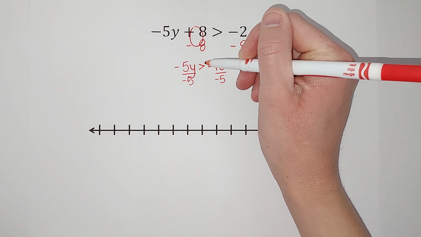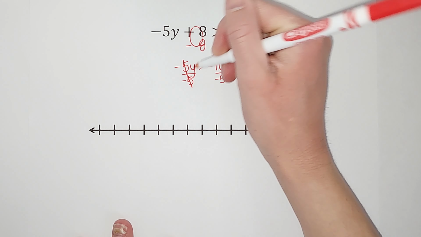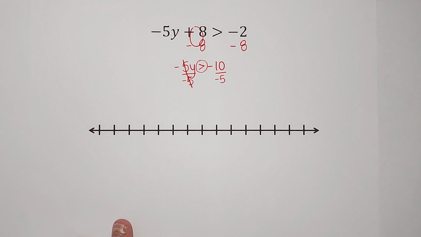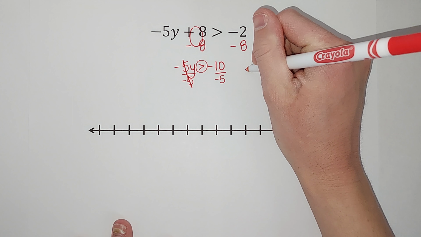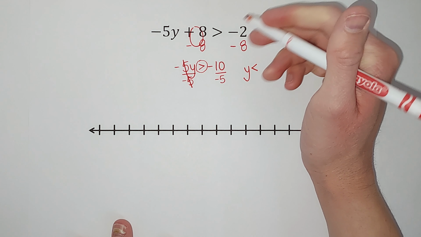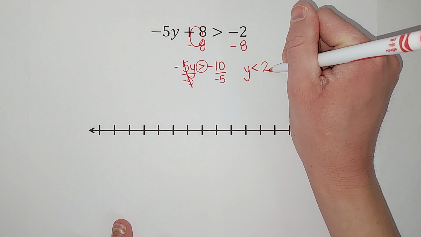We flip this guy. So this is the difference between if it were just an equal sign, you wouldn't have to worry about that. Since it's an inequality, we're going to flip it. A lot of times I like to circle it to remind myself, but that's just me. Okay, so then we've got y is less than negative 10 divided by negative 5. Negative divided by a negative gives me a positive, gives me 2, okay?